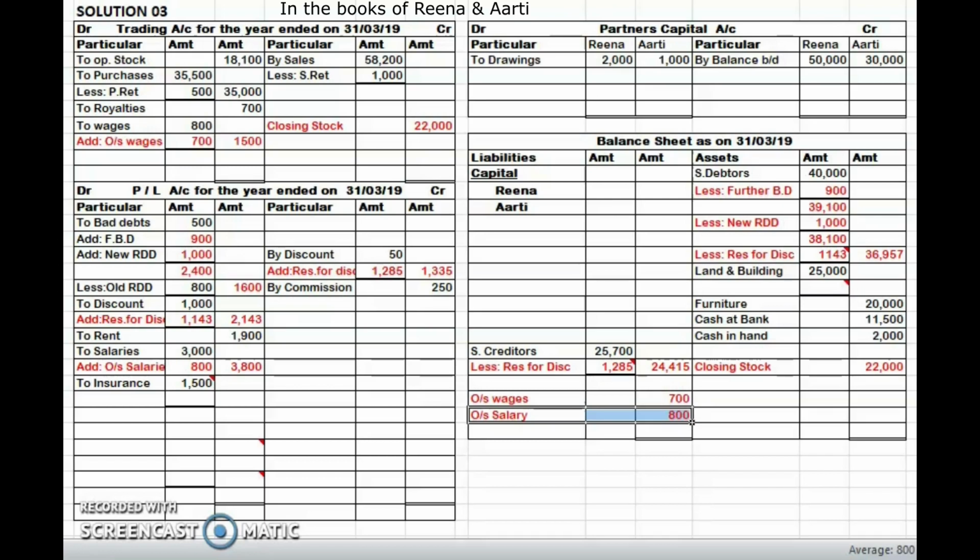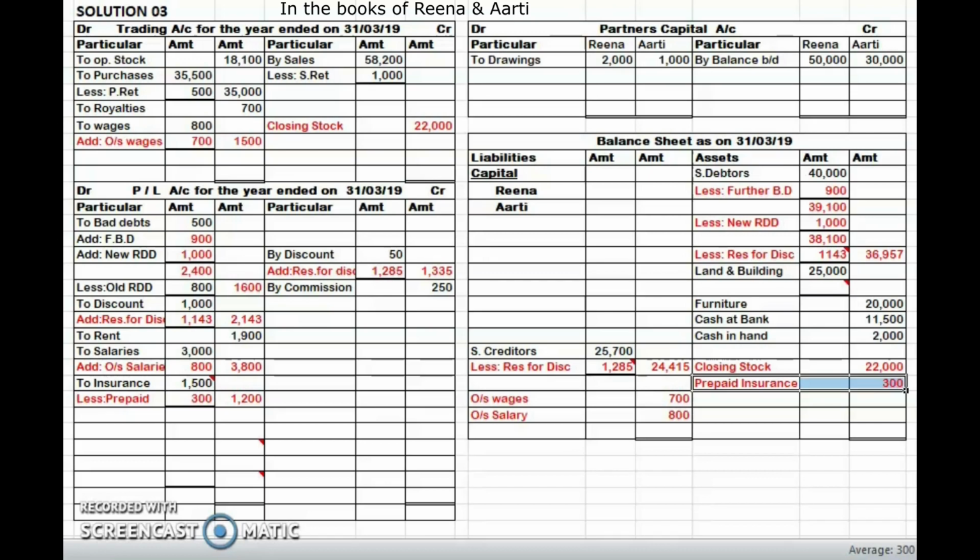Our next adjustment, insurance is paid for 15 months with effect from 1st April 2018. Here, 3 months insurance is prepaid. So prepaid insurance will calculate 1500 divided by 15 into 3. So that will give us the amount for 3 months. So prepaid insurance less from insurance 300 rupees, and in the outer column 1200. The second effect, balance sheet asset side, prepaid insurance rupees 300.